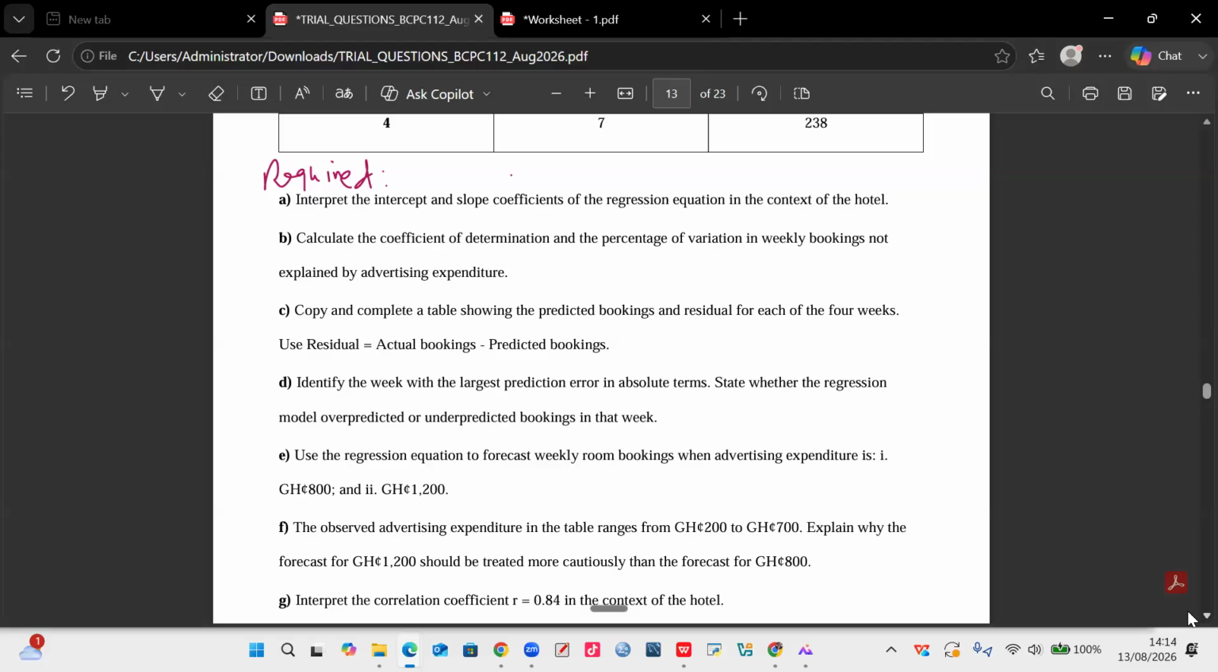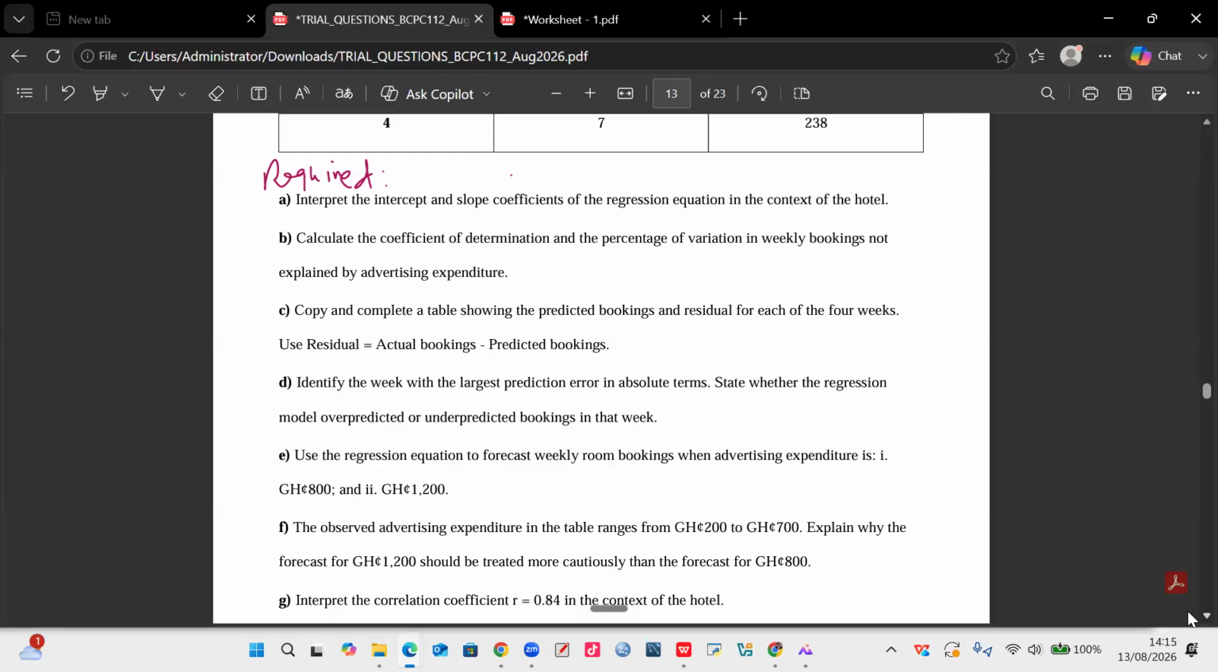F. The observed advertising expenditure in the table ranges from 200 Ghana cedis to 700 Ghana cedis. Explain why the forecast for 1,200 Ghana cedis should be treated more cautiously than the forecast for 800 Ghana cedis. And then G. Interpret the correlation coefficient r equals 0.84 in the context of the hotel.